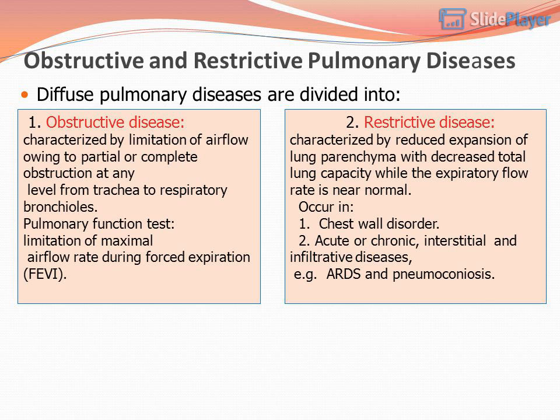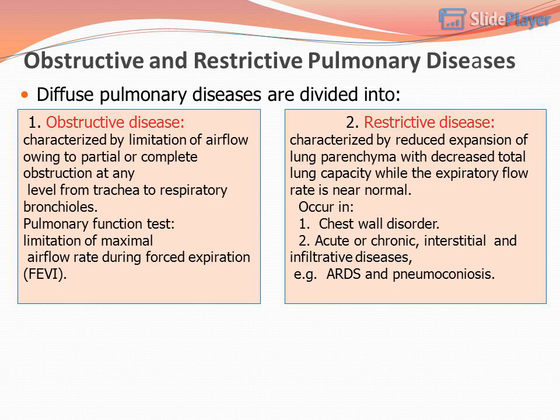Obstructive and restrictive pulmonary diseases. Diffuse pulmonary diseases are divided into 1. Obstructive disease, characterized by limitation of airflow owing to partial or complete obstruction at any level from trachea to respiratory bronchioles. Pulmonary function test: limitation of maximal airflow rate during forced expiration, FEV1.